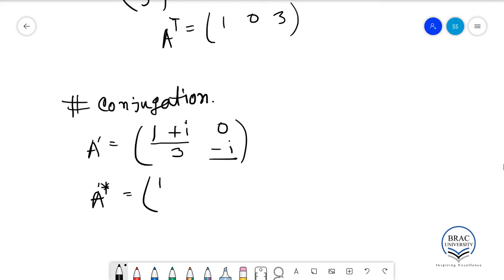So after the conjugation, we'll have 1 minus i, this will be 0, this will be 3, and this minus i will get replaced by plus i. So from here you can see that if all the entries in the matrix A prime were just real numbers, not complex numbers, the conjugation will be the same as the initial matrix. So this is how you can conjugate a matrix.